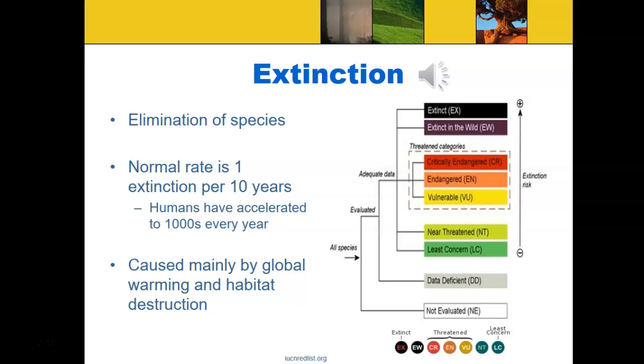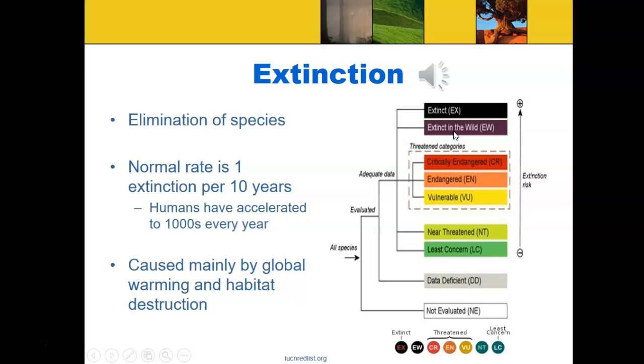Causes of extinction, mainly global warming and habitat destruction, are the two biggest causes. The global community puts a species on a list: not evaluated, data deficient, least concerned, near threatened, and then we get up here to vulnerable, endangered, critically endangered. These are going to be extinctions that are threatened.